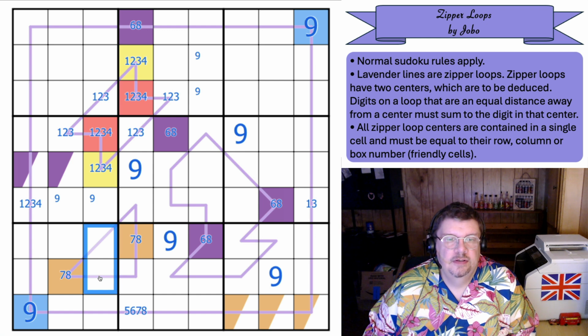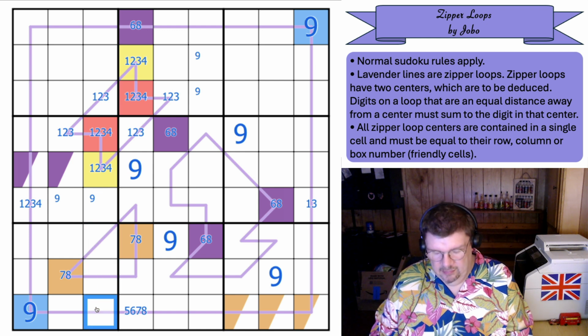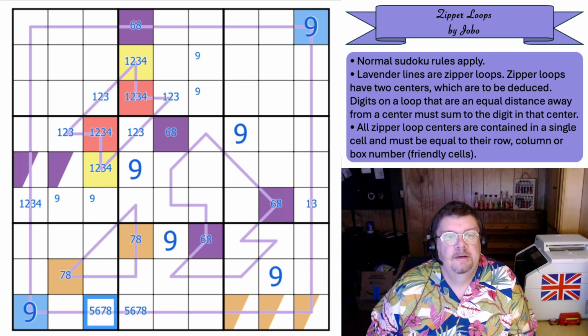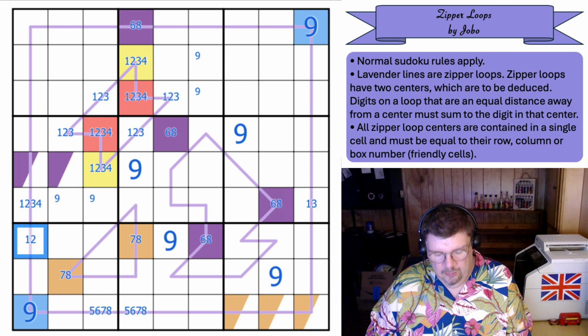We have a similar situation here. This is a pair that adds to 7 or 8, includes a 1, 2, or 3. That's all the 1, 2, 3, 4s in the column. This is not a 9. This is a 5, 6, 7, or 8. So this is a 1, 2, 3, 4.